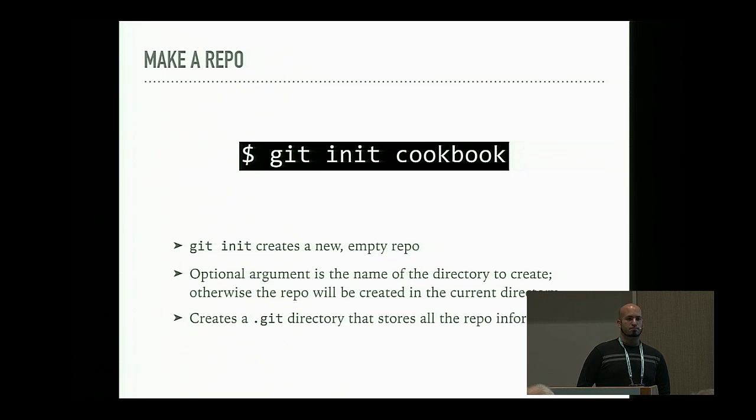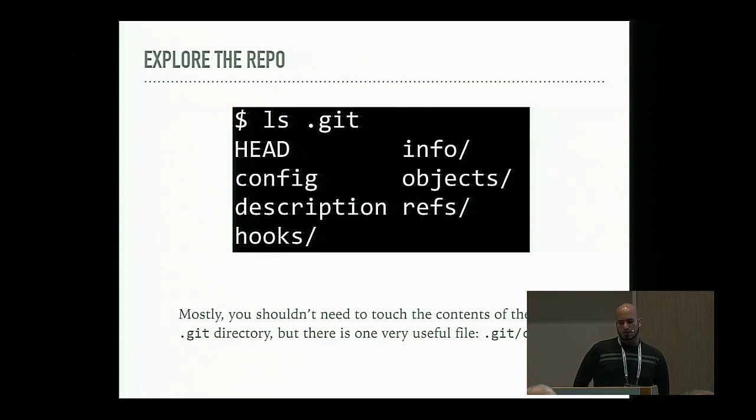So you should all pick a directory on your computer, doesn't matter where, and run git init cookbook. And you should see a message saying that it created an empty repository. Now, if you actually look inside of it, you'll see that there's this .git directory. And because it starts with a dot, it's a hidden file, so you'll have to use the ls -a command to see the .git directory.